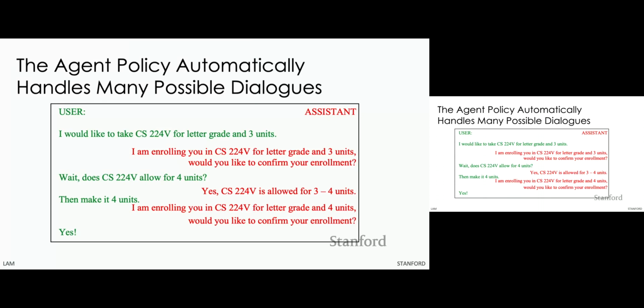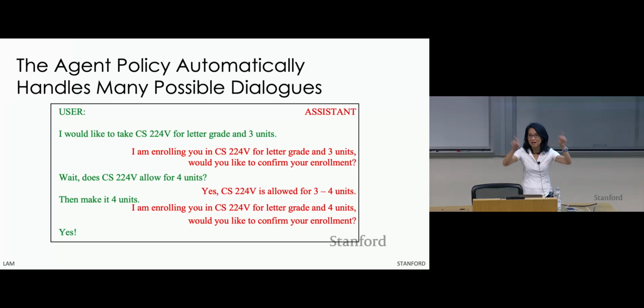You go ahead, I'm enrolling you, would you like to confirm? And then you change your mind. You say, wait, does CS224V allow for 4 units? And then you say, yes, it allows for 4 units. Then you can just go ahead and change it to 4 units. The worksheet gets updated properly, and we just go execute it.